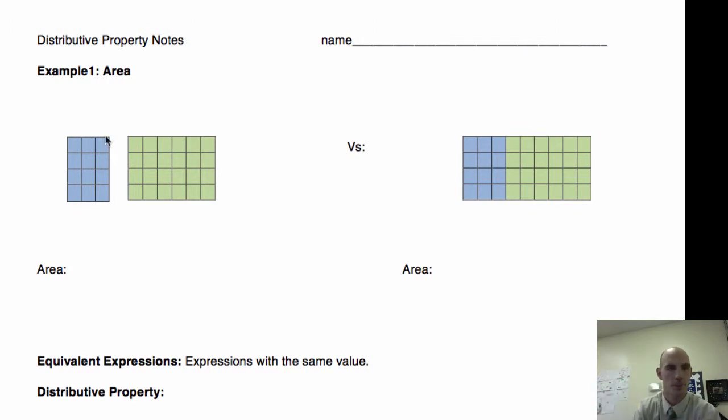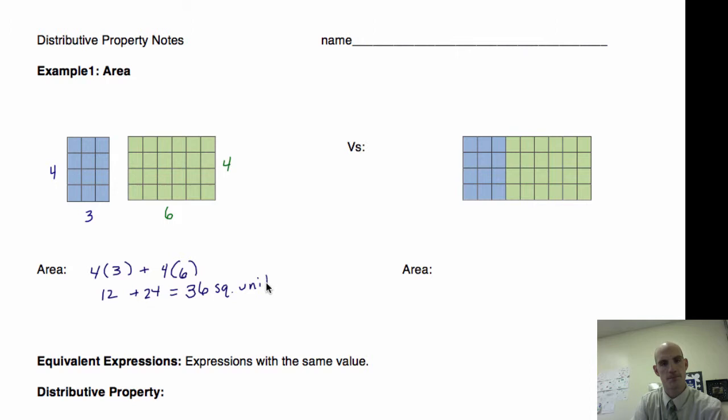Let's model an expression. If I'm going to find the area of these two shapes together, I'm going to note that this rectangle here is 4 tall by 3 wide. This rectangle here is also 4 tall, but it's 1, 2, 3, 4, 5, 6 wide. If I'm going to model the area of these two rectangles, the total area is going to be 4 times 3 plus 4 times 6, which gives me 12 plus 24, which gives me 36 square units.